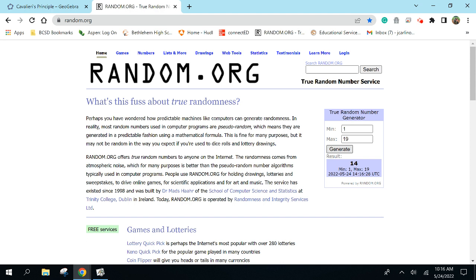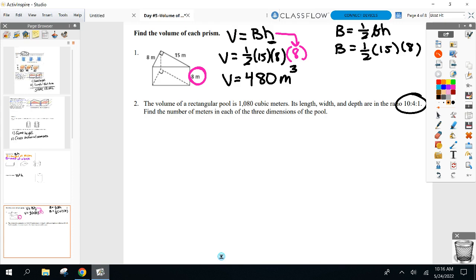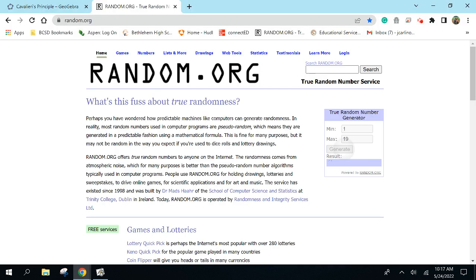10 to 4 to 1. What do I do with them? 10x to 4x to 1x. Yes. There's your length, width, and depth. If you don't have it already, get out those calcs. 10,080. What are we going to set that equal to? How do I find the volume of this rectangular pool now?